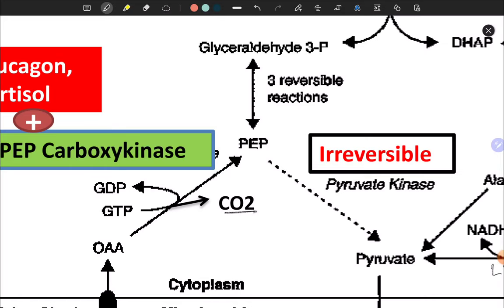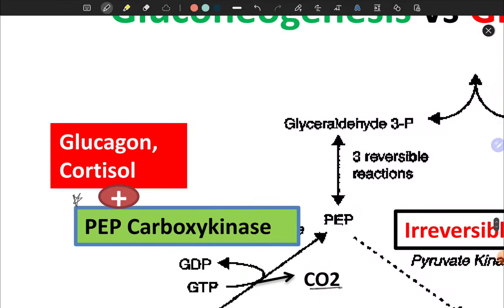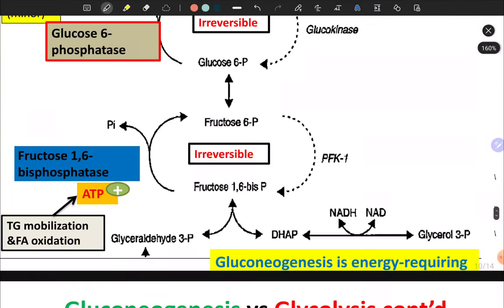So this is a PEP. These are the three reversible reactions, easy to reverse, and you go up. And sorry, before going to that, this enzyme is also hormonally regulated: glucagon and cortisol will activate this enzyme at the genetic level. Genetically, they will stimulate this enzyme in order to work better. So PEP has been generated. Going back to glycerol 3-phosphate, it goes through the reversible reactions and generates fructose 1,6-bisphosphate.